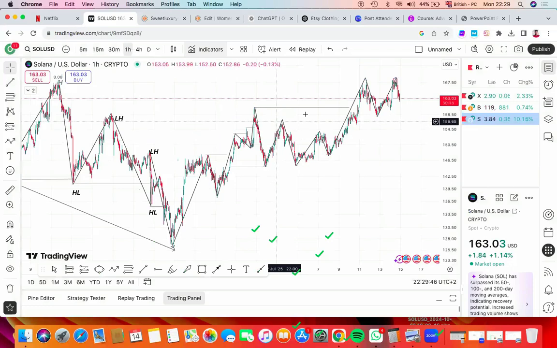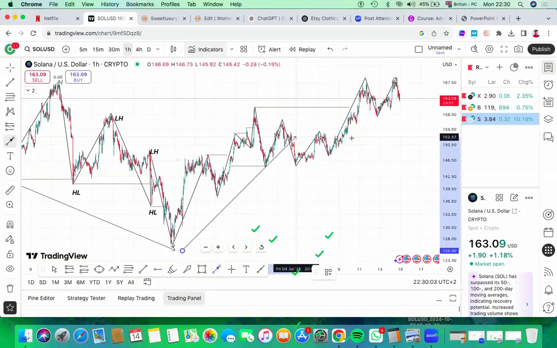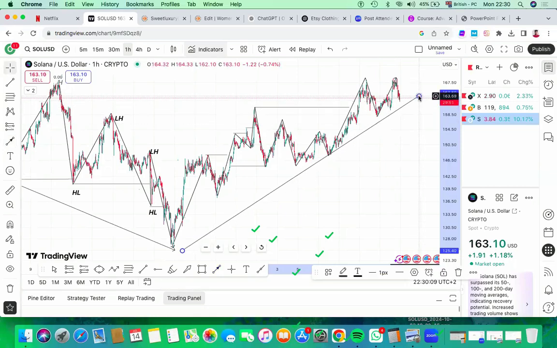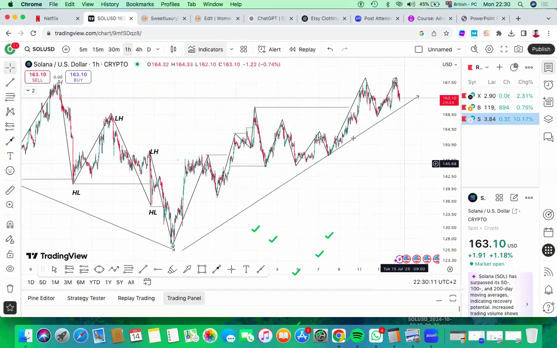But then the market continues to create an impulsive move to the upside, creating higher highs and higher lows, right? And this is an uptrend. If I pick my arrow tool here, you can see that the trend is in an upward direction from here.